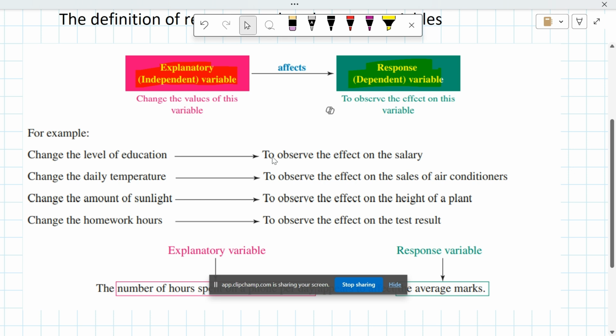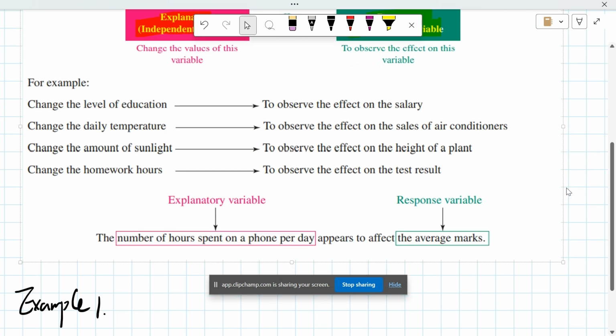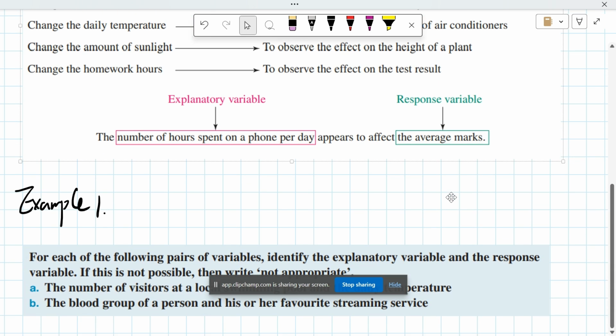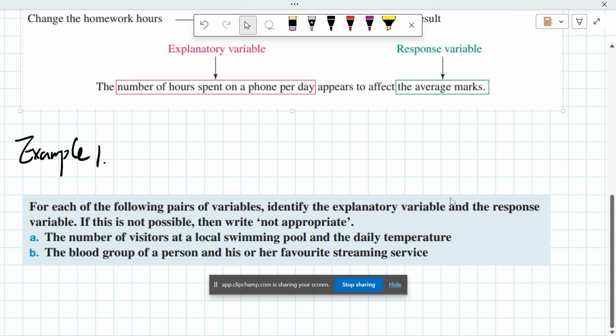For example, the change in level of education affects the salary, and the number of hours of homework affects your results. This is an example of EV to RV. Also the number of hours spent on the phone per day will affect your marks. So make sure you read the questions beforehand to find out the EV and RV.